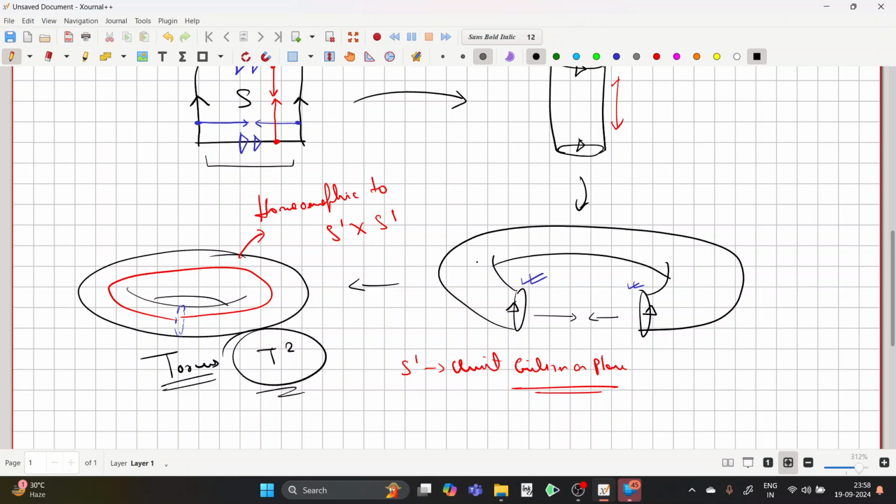Okay, so this is a more technical thing to talk about, so let us not get indulged into this. I just stated this as a fact, but the most important thing to observe here is that we have actually constructed what we call a torus. Clear?